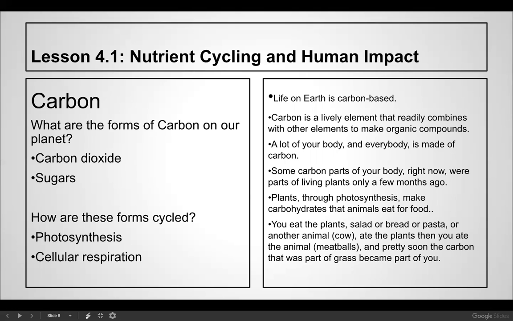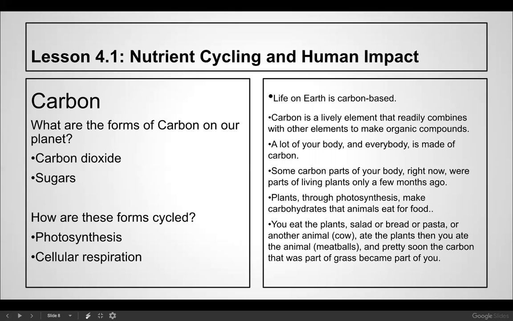And then you look at it the other direction, where we eat the sugars and we breathe in oxygen and we release carbon dioxide and some energy and some water, right? Photosynthesis is the one direction where we put it together, and cellular respiration is the other way where we break it apart. Life on Earth is carbon-based.